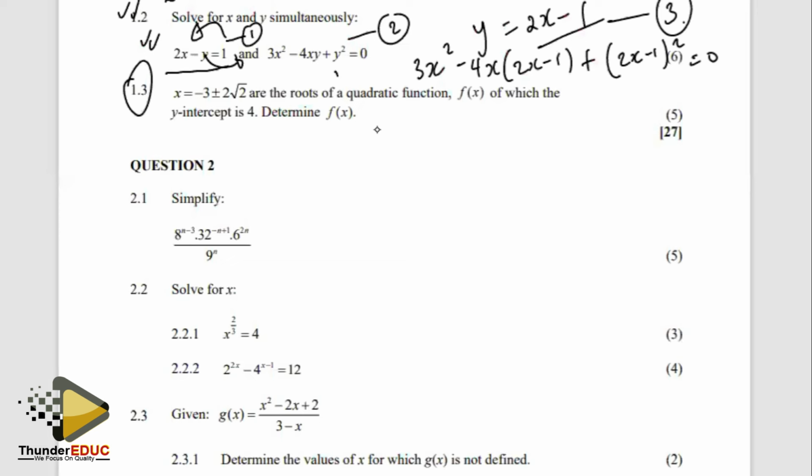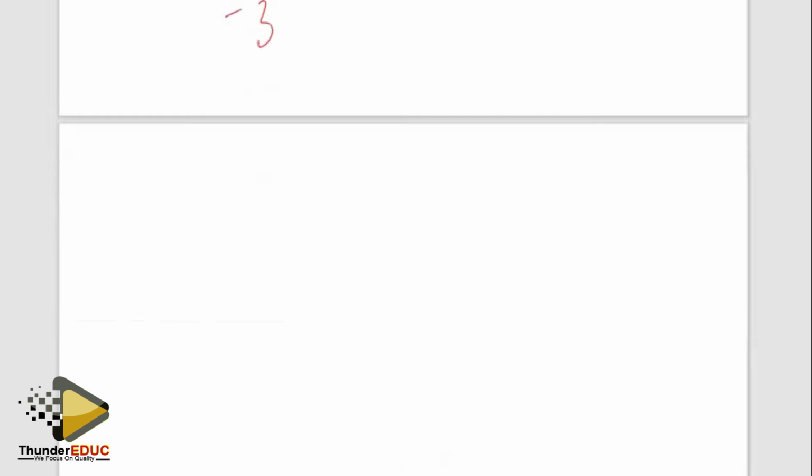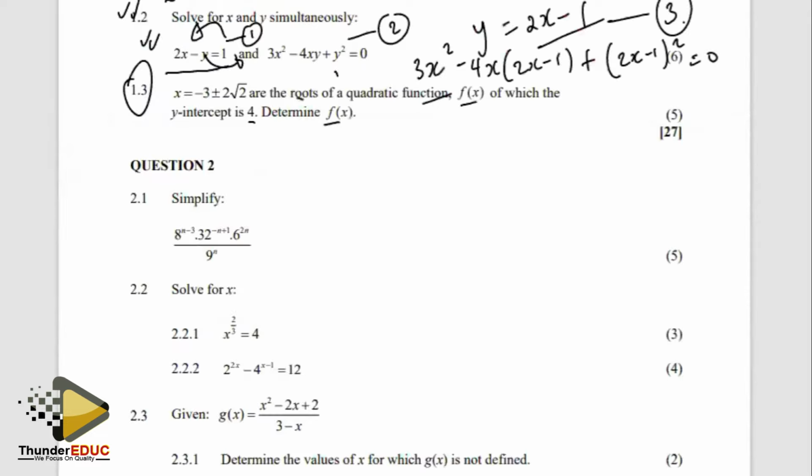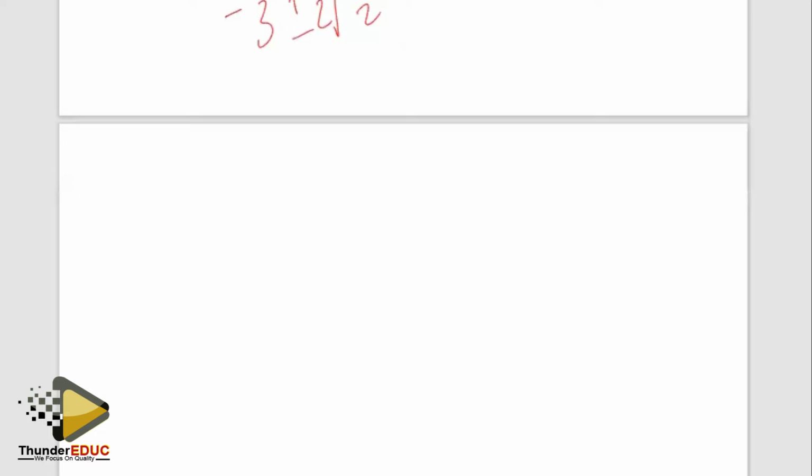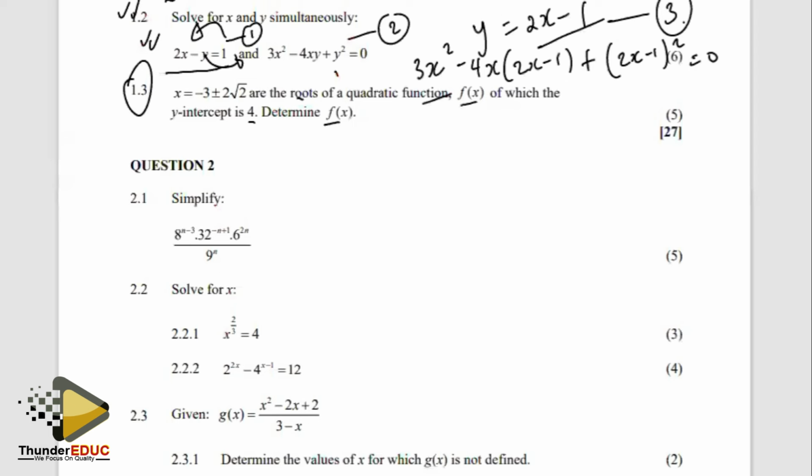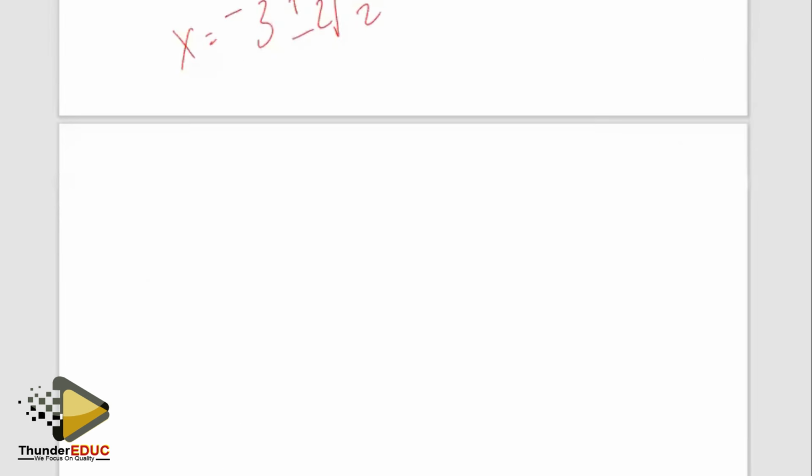1.3, if x is -3 plus minus 2 root 2 are the roots of a quadratic function, f of x, of which the y-intercept is 4, determine f of x. All right, so we have -3 plus minus square root of 2, that is 2 root 2. Okay, those are the solutions. Then they want us to get the function itself. We have the y-intercept whereby x is 0, and then y is 4.